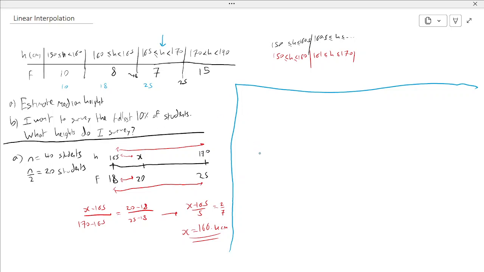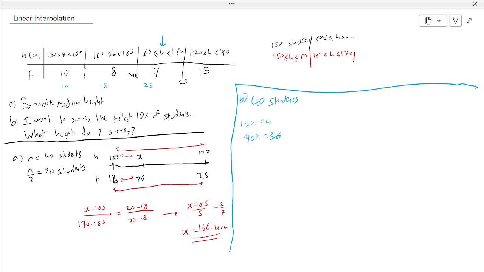So, similar idea. 40 students, let's do B, 40 students. I want the tallest 10%. So which students will that be? Well, 10% is 4. So the 90th percentile will be student number 36. So what I want is student number 36 and upwards. Those top, well, that's kind of like 5 students, I guess, if I want the tallest 10% of students.